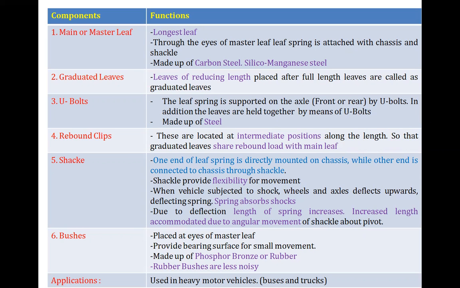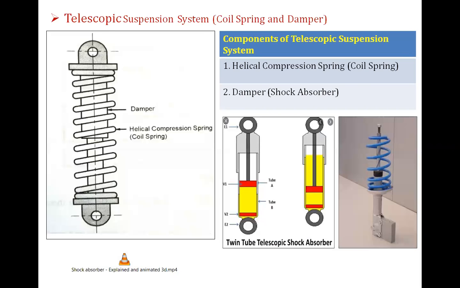Then bushes, placed at eyes of master leaf, providing the bearing surface for small movement. The function of the bushes is again, rubber bushes are less noisy. It is made up of phosphor bronze and the rubber. So the main purpose of providing the bushes is that it provides the bearing surface for small movement placed at the eyes of master leaf. Then application of the leaf spring: used in heavy motor vehicle, that is buses and trucks.